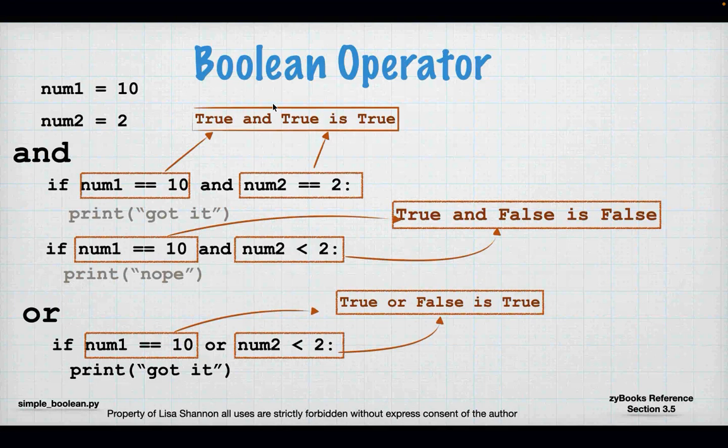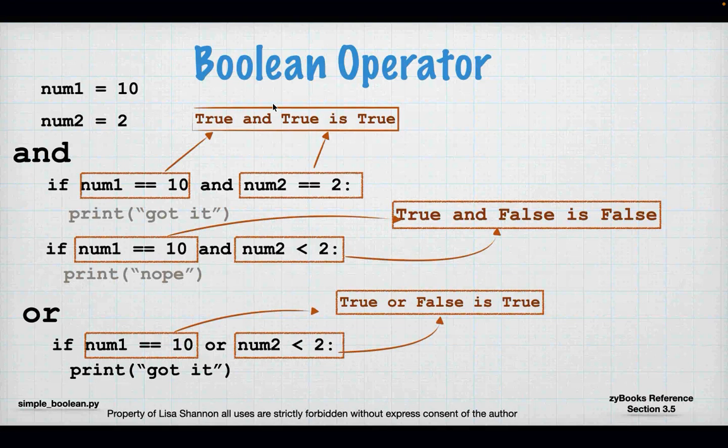Then, I'm not going to worry about the operator right now. I want to evaluate the second part of this statement. So the second part of the statement is num2 is equivalent to the value 2. Well, in this slide, num2 is equivalent to the value 2. If I say and here, then I can say I have true for the first statement and true for the second statement. So the whole thing becomes true.